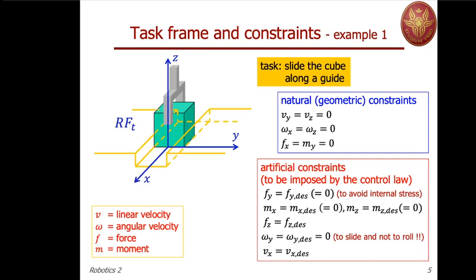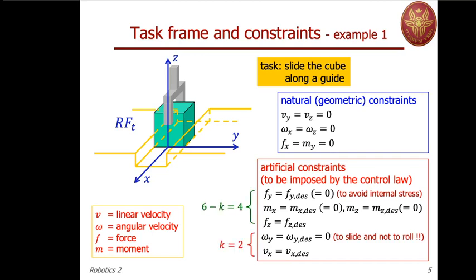And finally, this is the most obvious thing, we could move fast or slow, we could stop, reverse motion, and so on, while sliding the cube along the guide, and all these specifications are embedded in a desired linear velocity Vx desired along the x-axis.